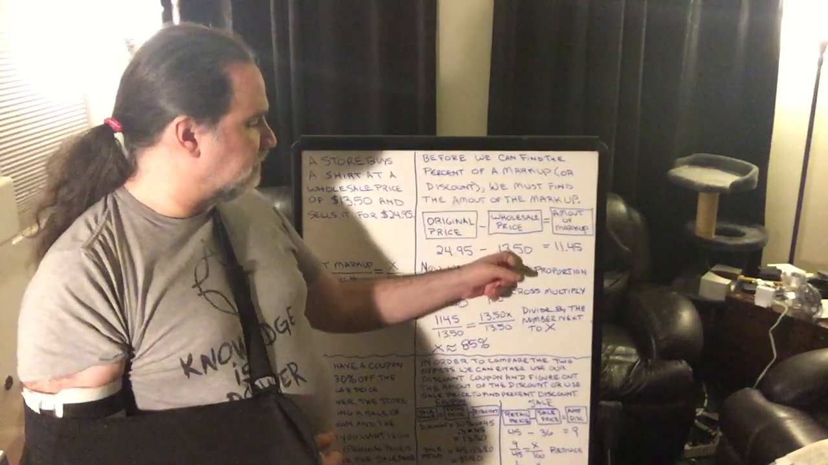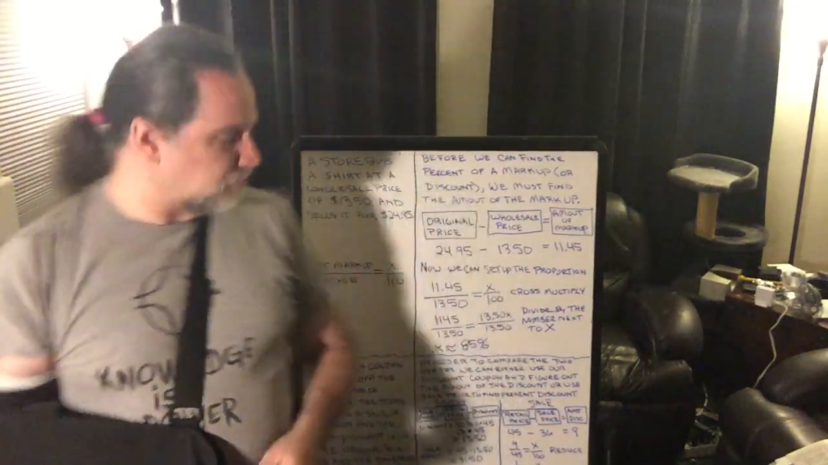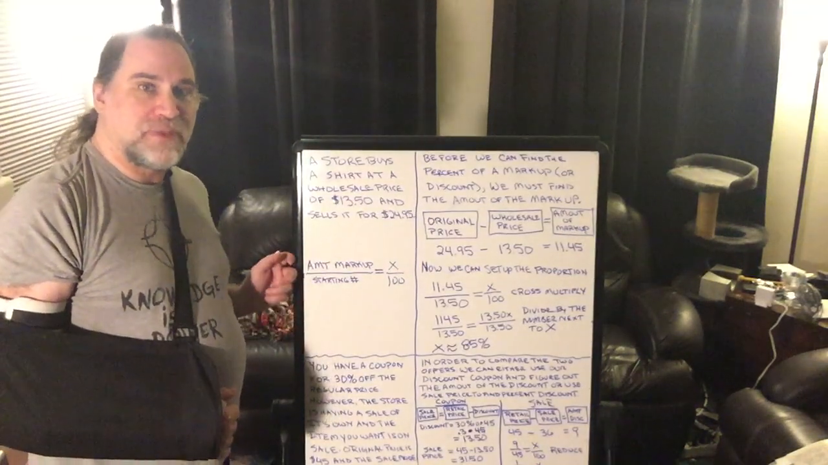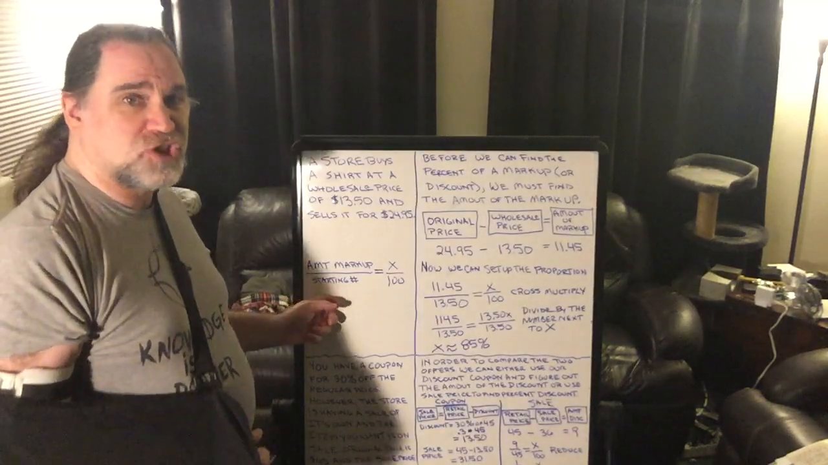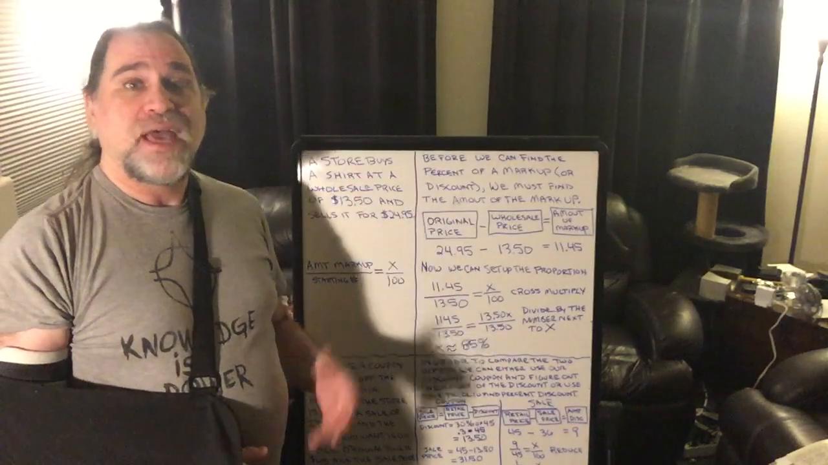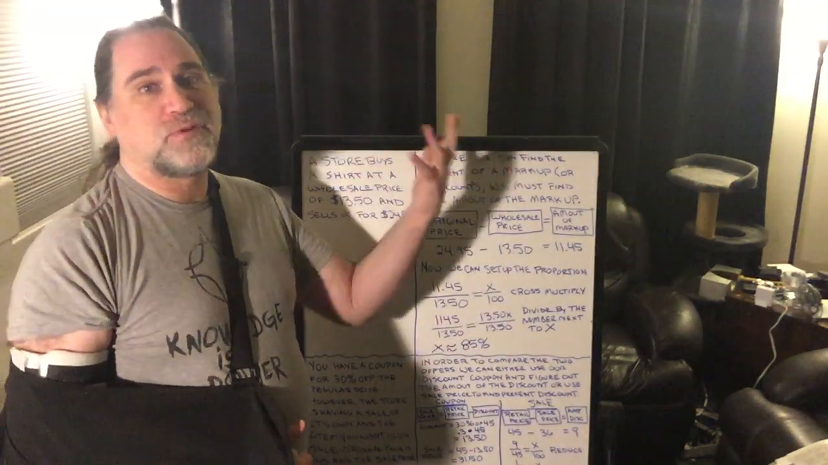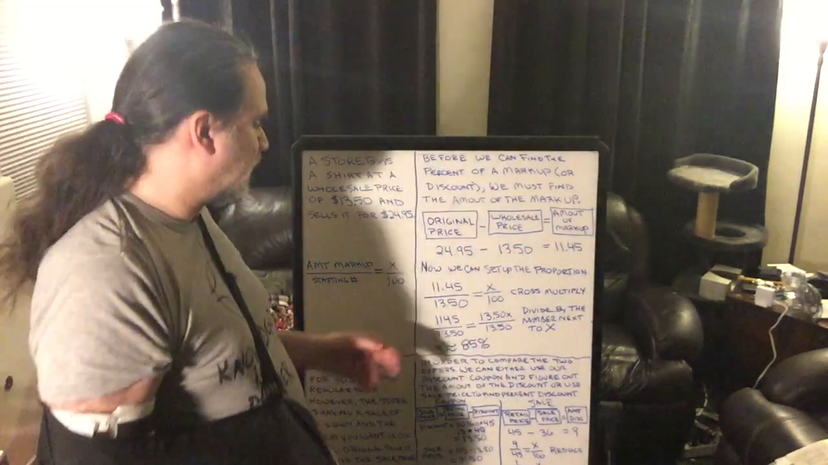So again, $24.95 minus $13.50 is $11.45. Now we can set up the same proportion that we had in the last one for percent change. The amount of the change, in this case the amount of the markup, is divided by the starting number, wherever we started. Did we mark it up? Did we mark it down? And then obviously, if we're marking it up, we're starting low and going high. If we're discounting it, we're starting high and going low. That's that amount of change.